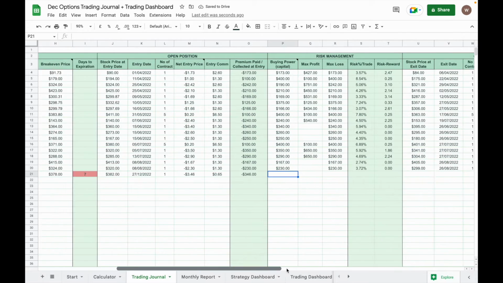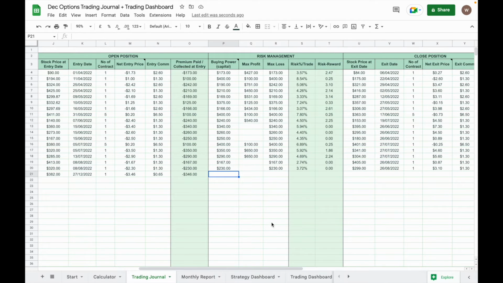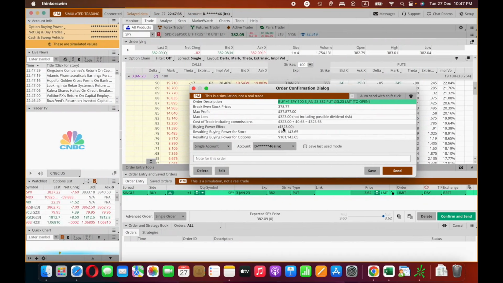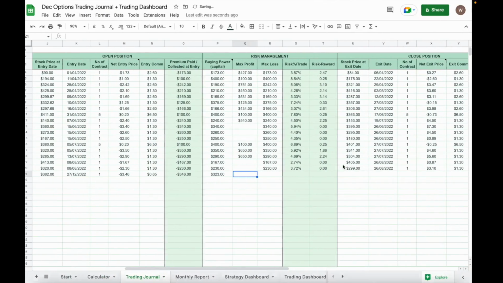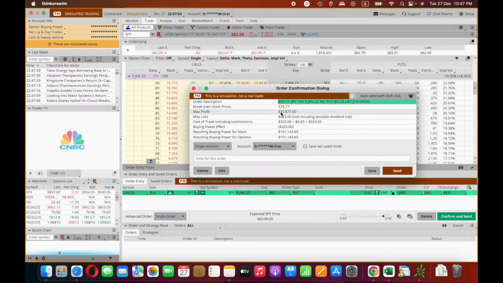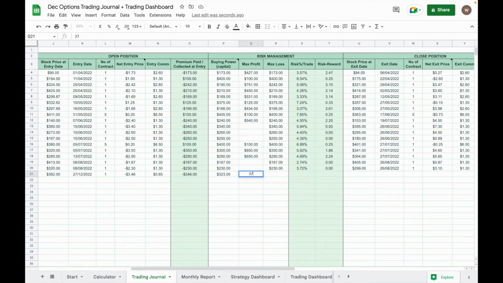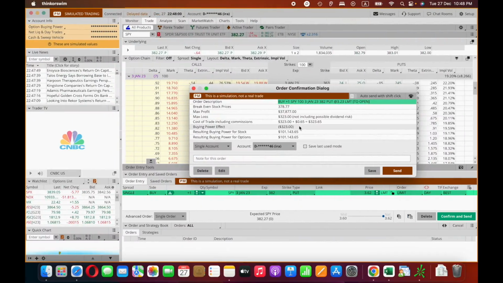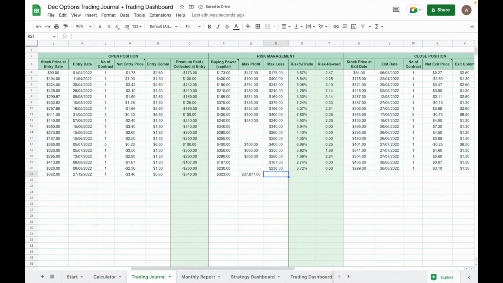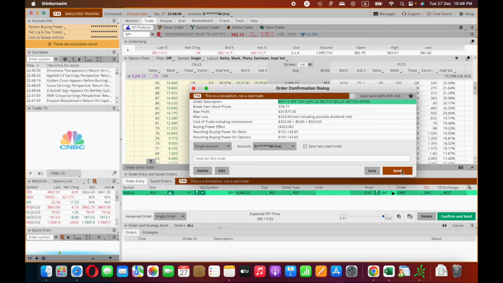65 cents. I need to key in my buying power. Buying power is the amount of capital that the broker will block for taking this trade. In my case, around $323. So my max profit is 37877. My max loss is 323. Once I key those in, it will automatically show me the amount of risk per trade based on the details that I input here. After you confirm your trade, you send.